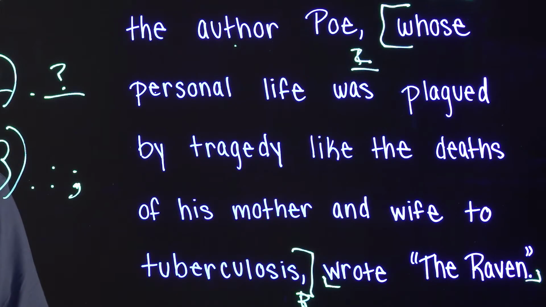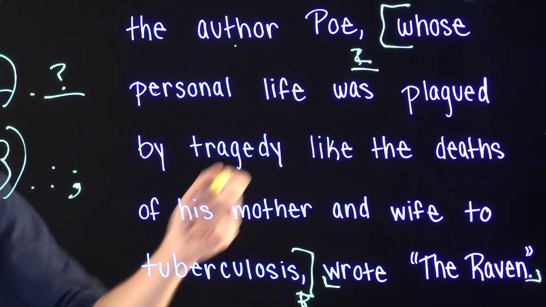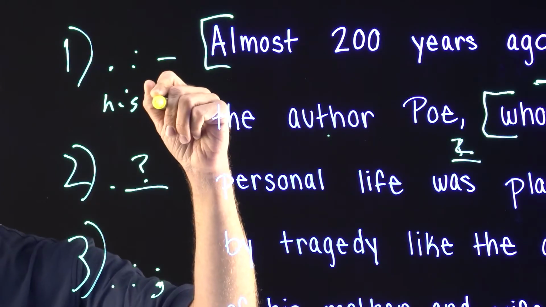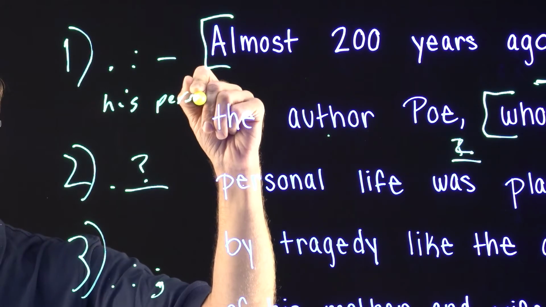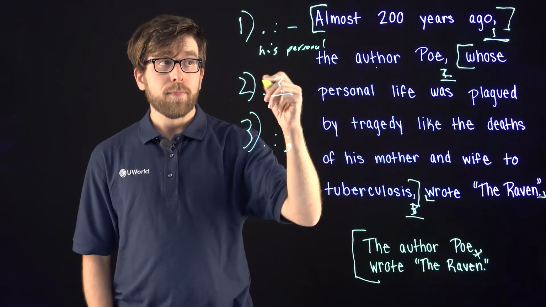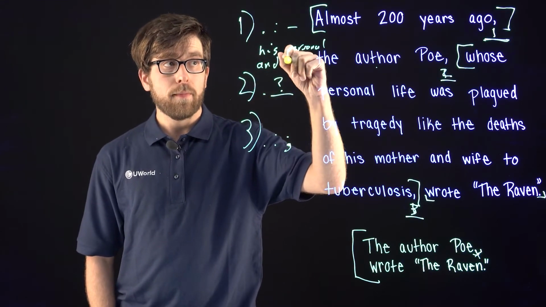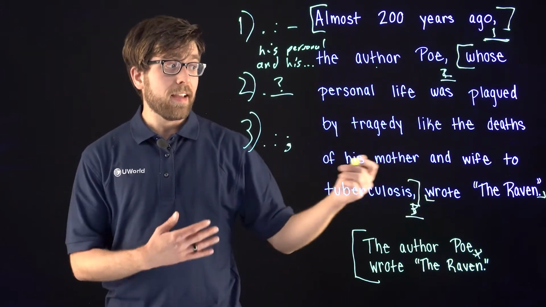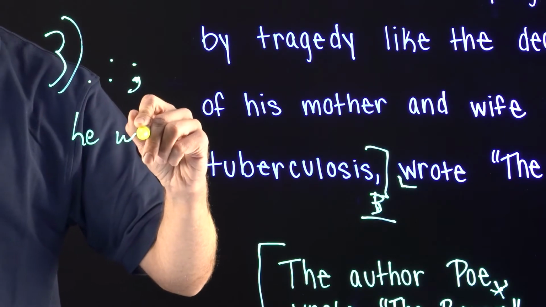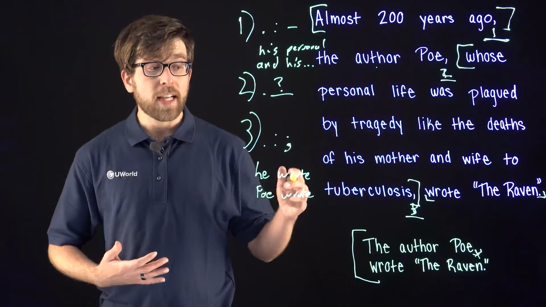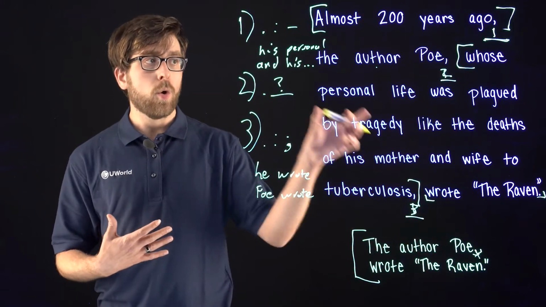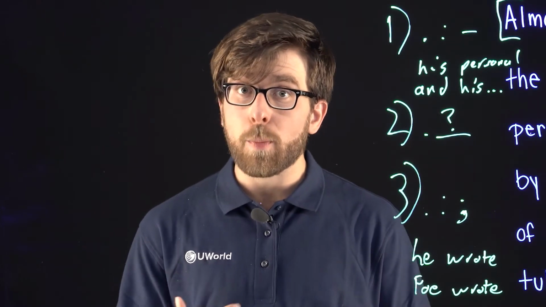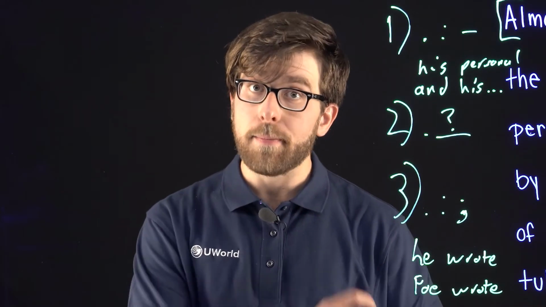Now, punctuation aside, the test might also ask you to change this whose or this wrote into something else. Maybe, for example, instead of whose personal life, you could say his personal life, or and his personal life. And similarly down here, you might say he wrote, or just Poe wrote. So for example, if we said he wrote the raven or his personal life was plagued by tragedy, those clauses on their own make sense, but they don't make sense in the middle of a sentence.